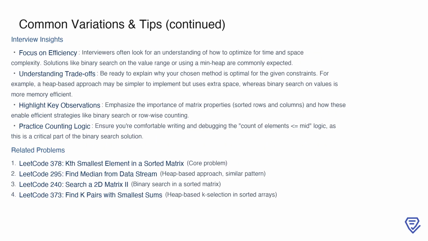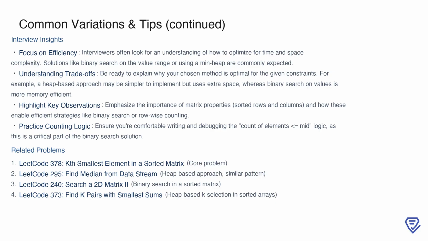Now, let's focus on what interviewers often look for when this problem comes up. Efficiency is a key factor. They expect you to optimize both time and space complexity, so approaches like binary search on the value range or using a min-heap are highly valued. It's important to demonstrate an understanding of the trade-offs between these methods. For example, a heap-based approach tends to be straightforward to implement but consumes more memory, while binary search on values is more space-efficient but requires careful attention to the counting logic.